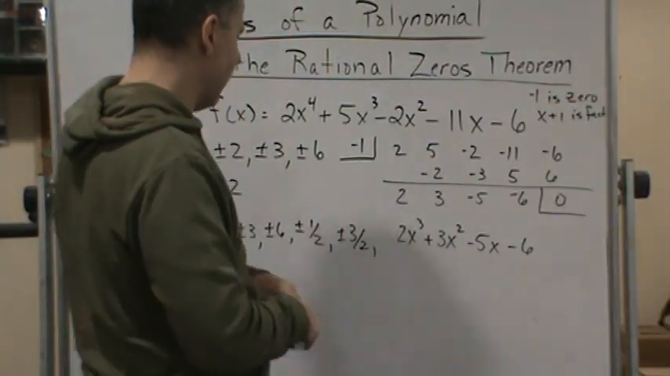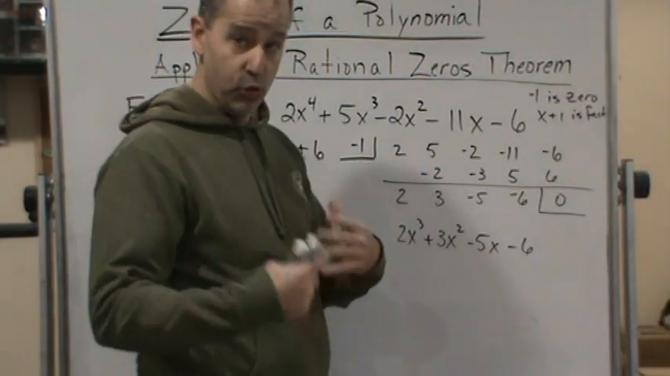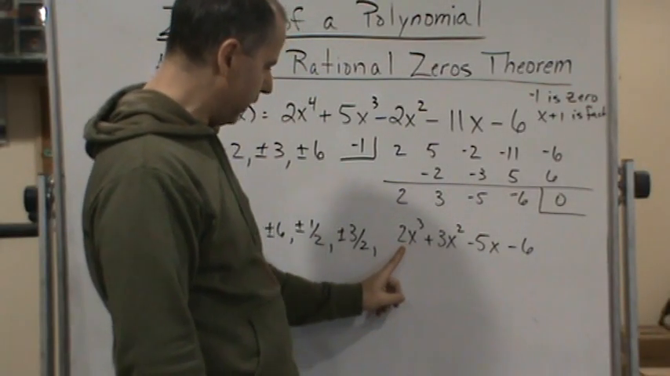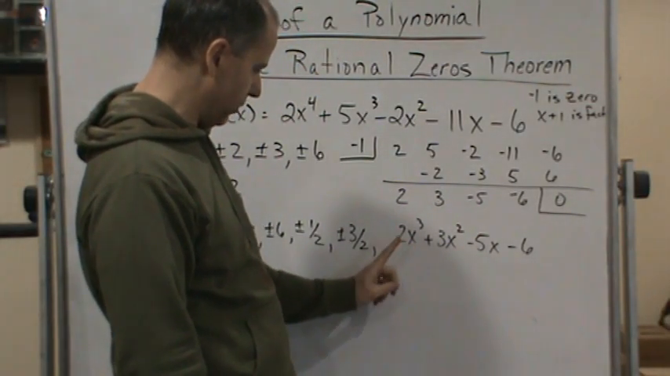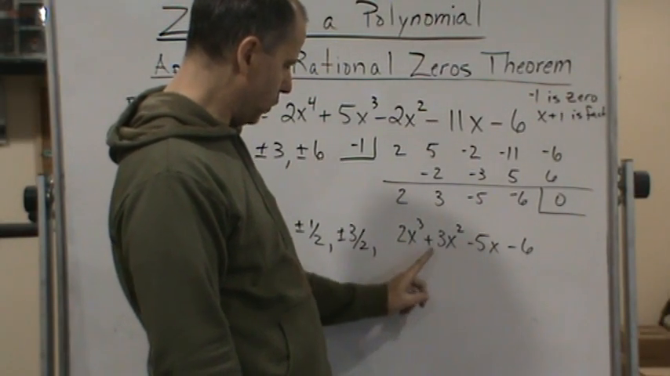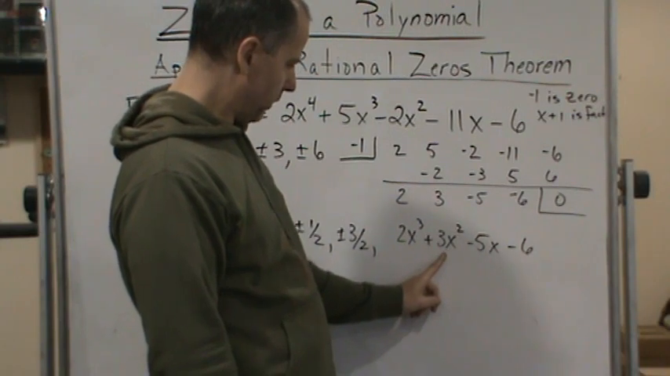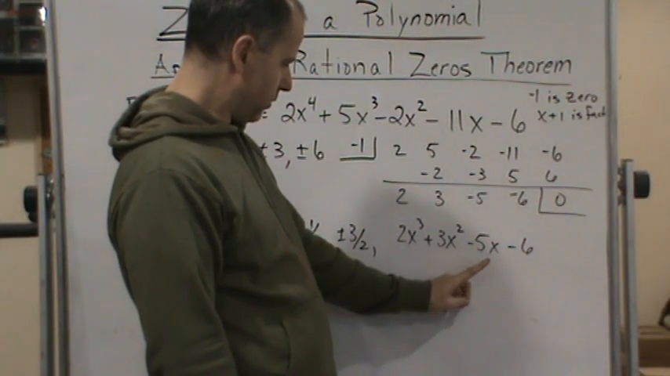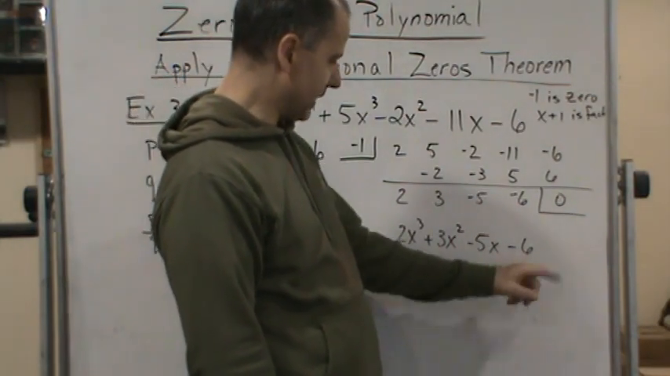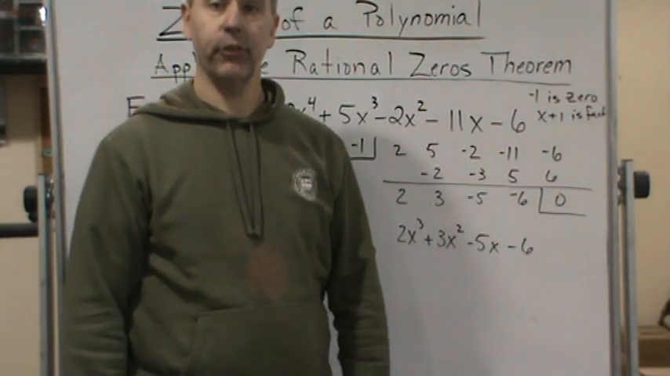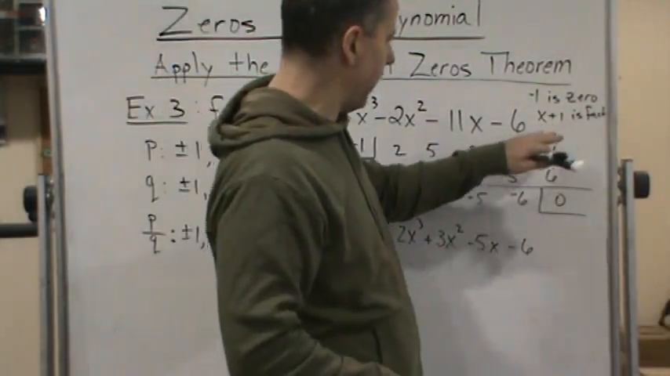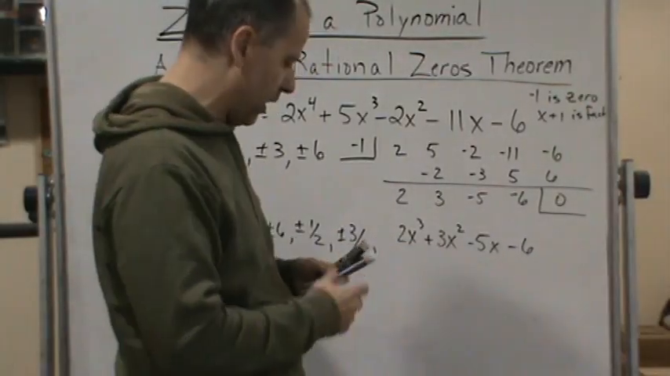So let's try -1 again. Use the shortcut. If I put in -1, this is going to be -2, and -2 plus 3 is 1. This is going to be 5, so 5 plus 1 is 6, minus 6 is 0. It worked again. So now I know that x plus 1 is also a factor of this polynomial.